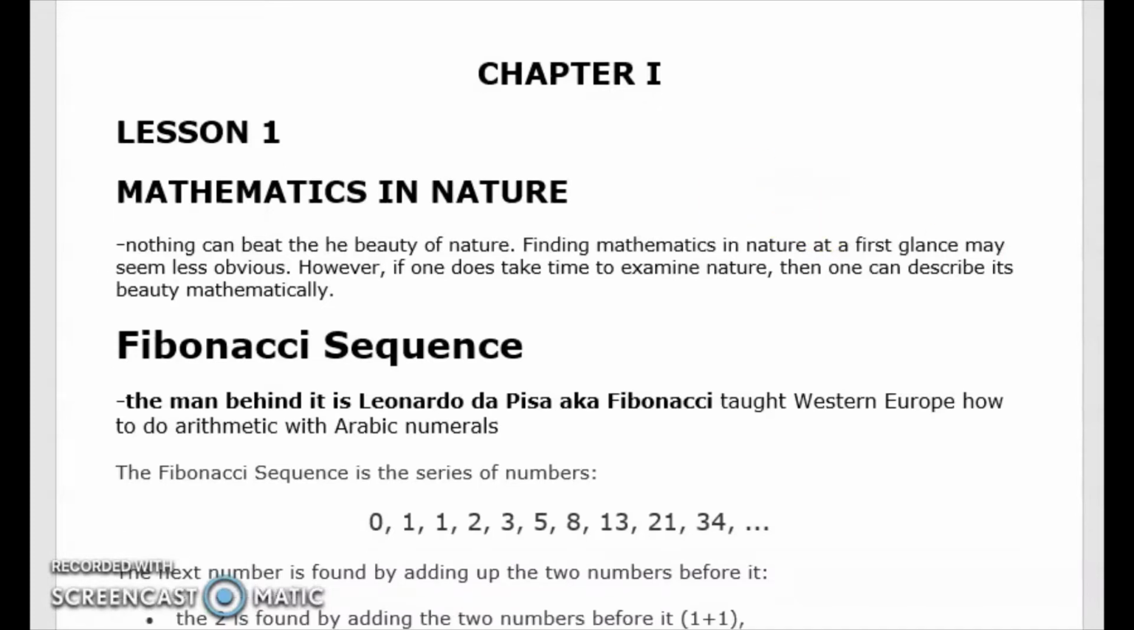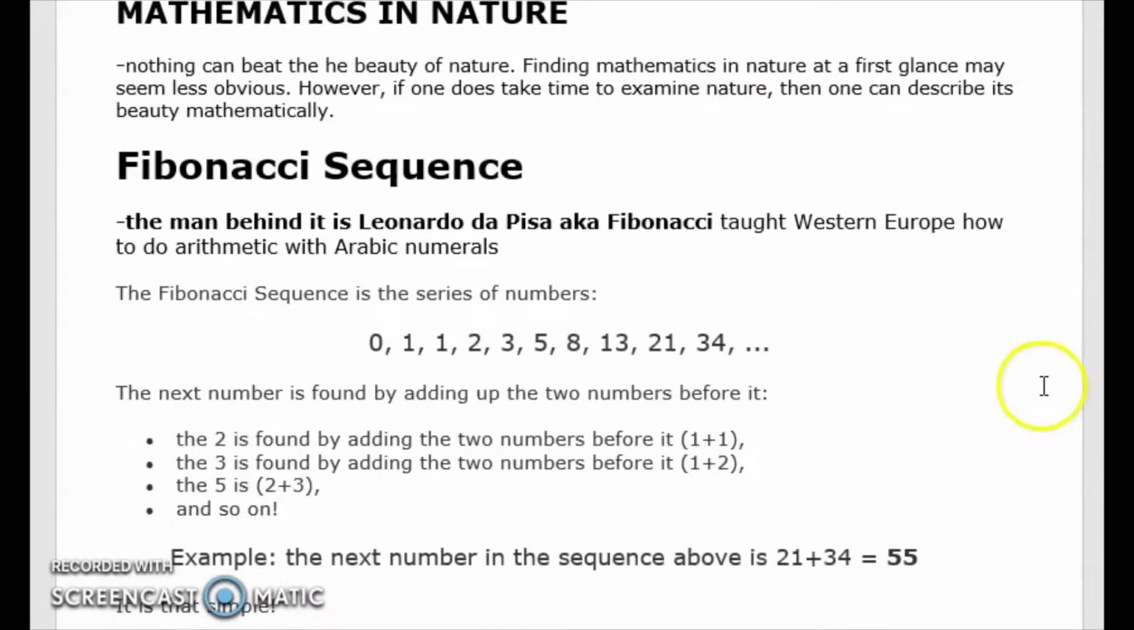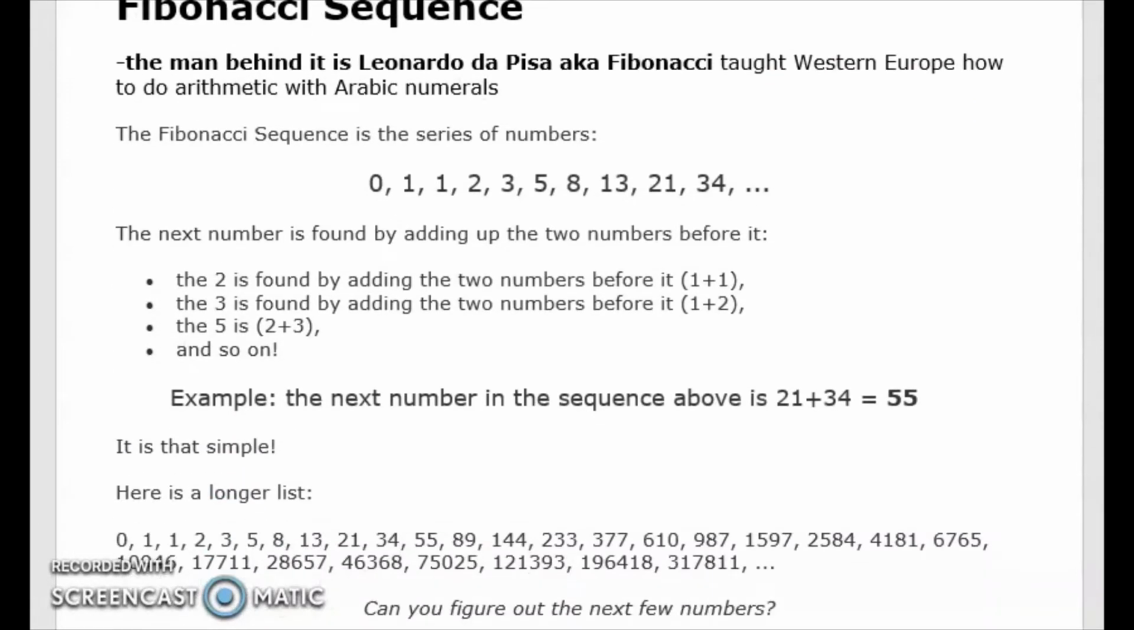So first, we should discuss the Fibonacci sequence. The man behind this sequence is Leonardo da Pisa, aka Fibonacci, who taught Western Europe how to do arithmetic with Arabic numerals. So the Fibonacci sequence is a series of numbers. We will begin with 0, then followed by 1, 1, 2, 3, 5, 8, 13, 24, 34, and so on.